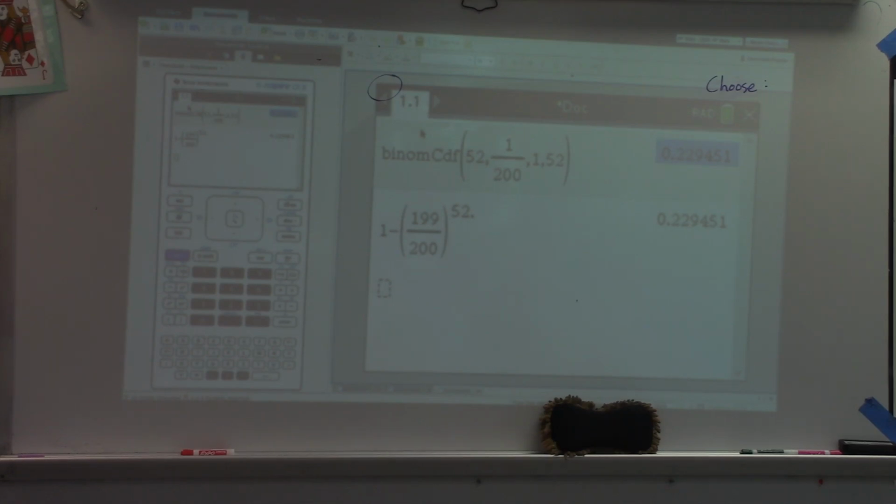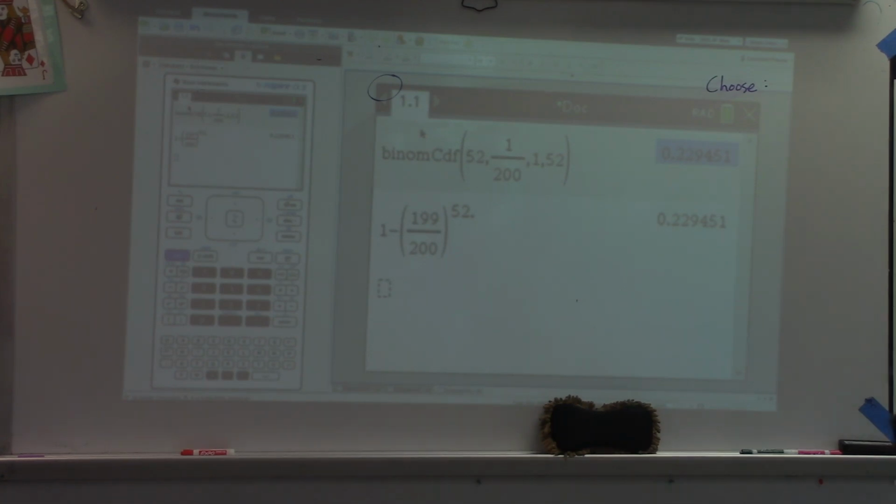So check, random sample. Do I have to worry about the 10% condition? Do we satisfy the 10% condition? Okay. It satisfies the 10% condition. Remember, this is random sampling without replacement. So is 500 less than 10% of 20,000? Yes, so we're good there.